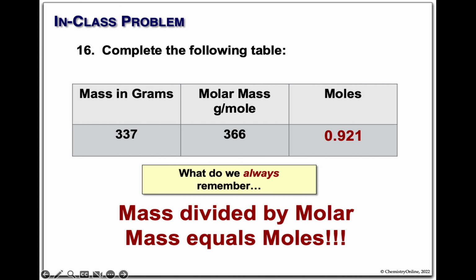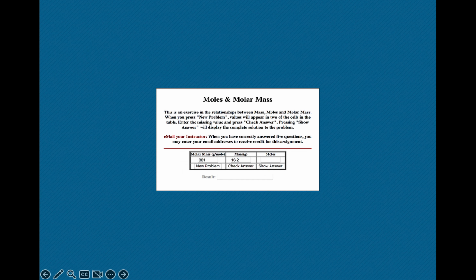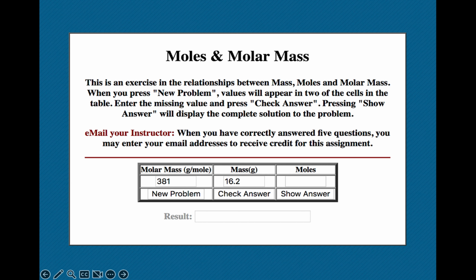On the exam, this will probably be in a table, just like this. This one, we're given molar mass and mass. We need moles. We remember, mass divided by molar mass simply gives us moles.